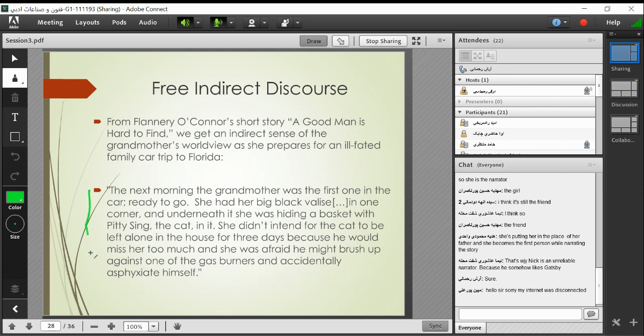let's take a look at this sample from Flannery O'Connor's A Good Man Is Hard to Find. Now, we are actually reading about a family trip, an ill-fated family trip. And here we are actually talking about the grandma. Let's read this sample here to see what third-person narration is and how it can reveal the worldview and the mindset of the characters for us.